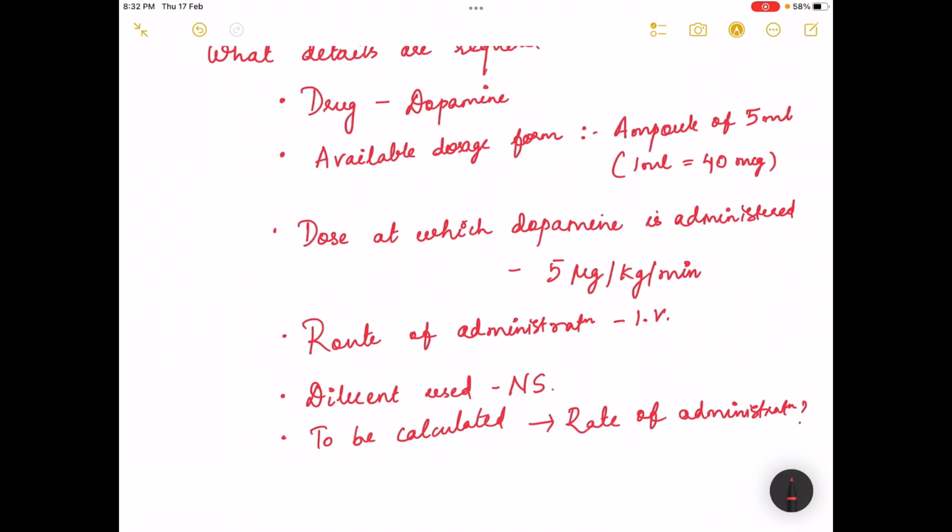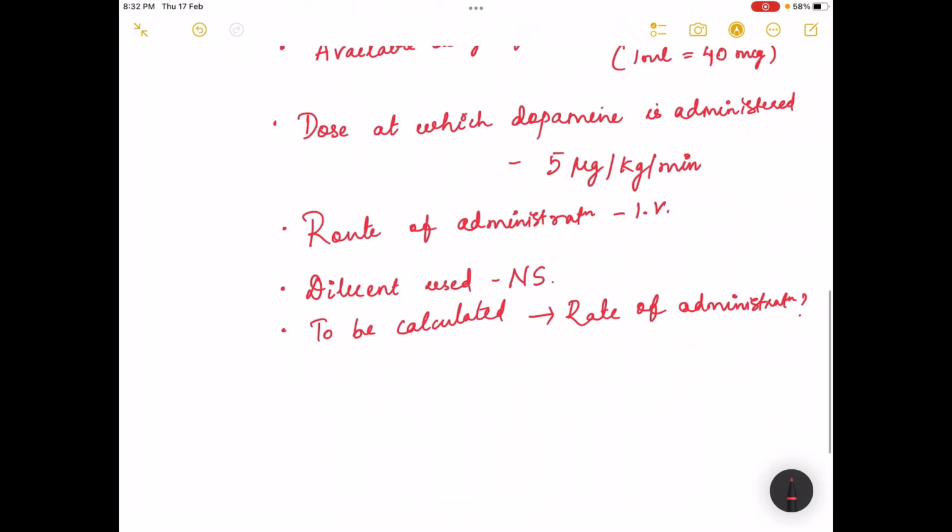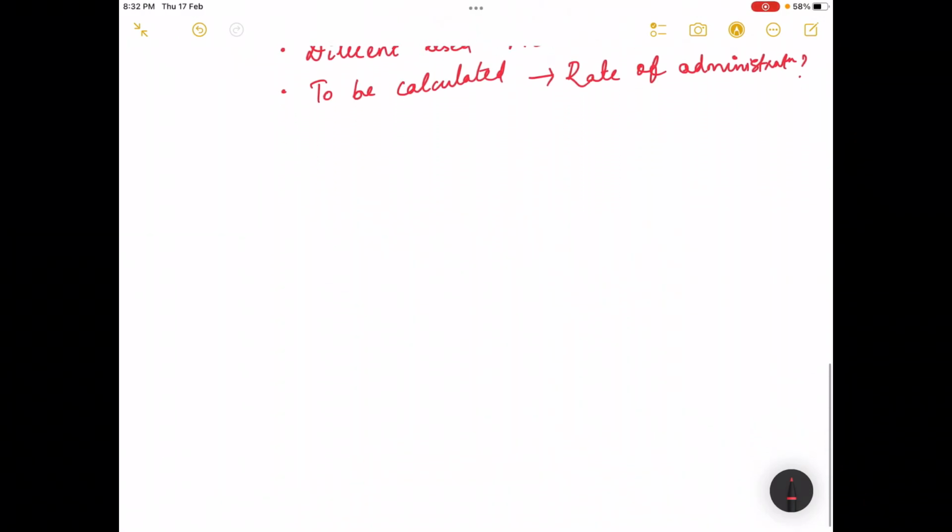So let us see once again. The drug is dopamine, and it is available in the ampule of 5 ml, and each ml contains 40 micrograms. And the dose at which dopamine is to be administered for cardiogenic shock, or in cases where there is decreased renal perfusion, is 5 microgram per kg per minute. So in this case we will take the dose as 5 microgram per kg per minute. What is the route of administration? It is intravenous route, and the diluent used is NS, or normal saline.